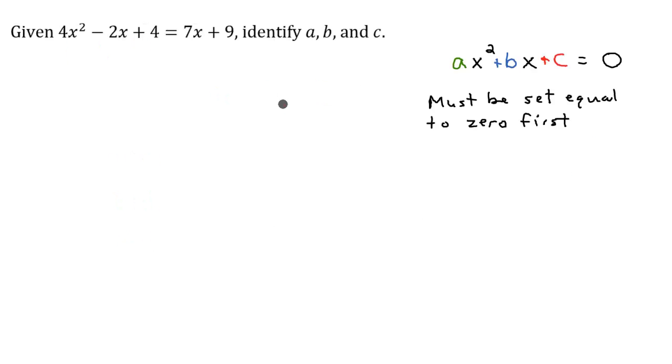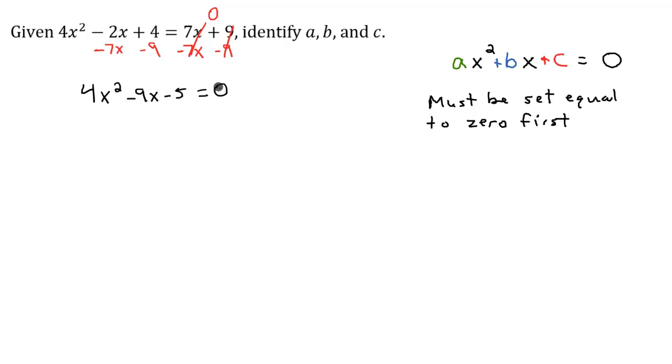Question number 3, we have to identify our A, B, and C. But it's important to note that we have to set our equation equal to 0 first. So let's get rid of this stuff from this side. That means we're going to take away 7x, and we take away 9. So those both cancel out, and we get 0 on the right side. We also have to do the same thing to our left side.